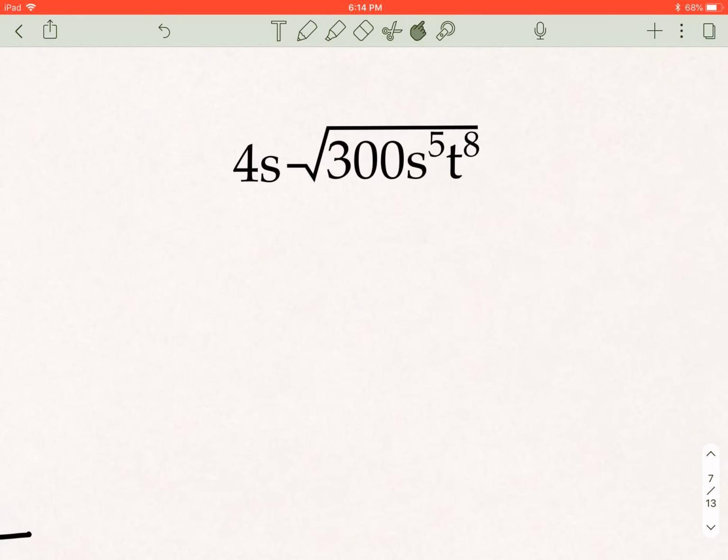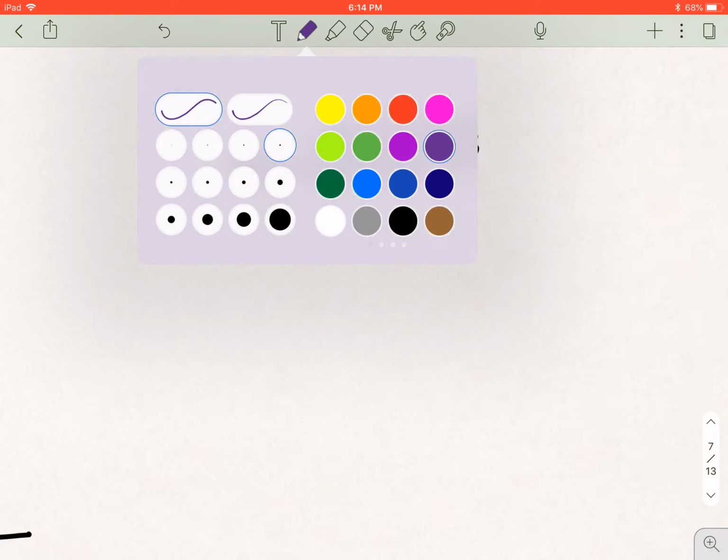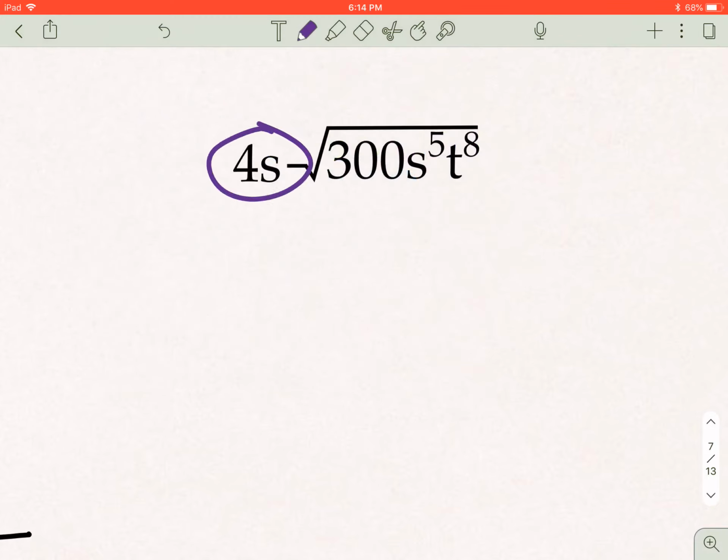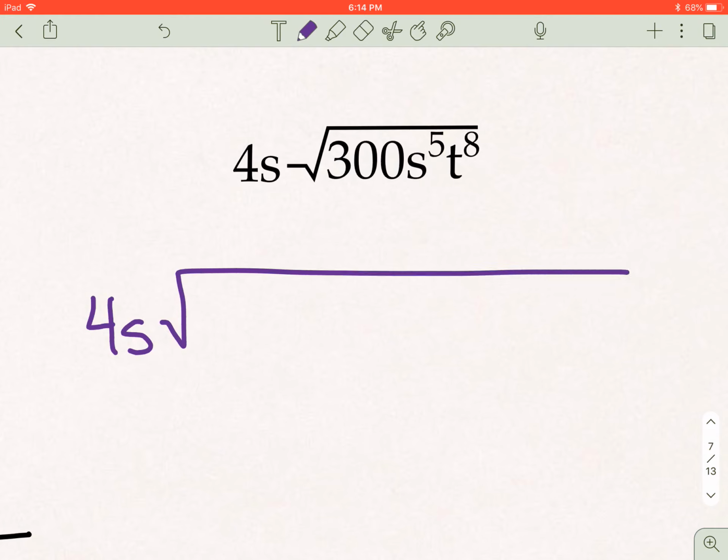Next one, I have 4 times the square root of 300 s to the 5th t to the 8th. So, once again, if you have a coefficient, just leave it on step 1. We're going to leave it on the outside. I'm going to rewrite what's inside my radical. 300 is the same as 100 times 3. Why did I pick 100? Well, because it's a perfect square.